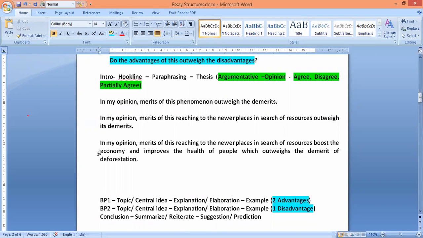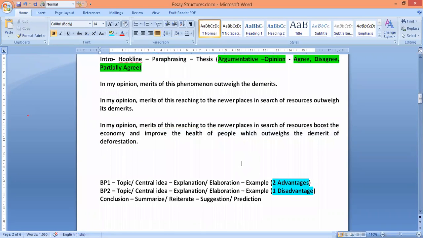Now you are saying that it boosts the economy and improves the health of people. So we get two advantages, economy and health, and the demerit is deforestation. And we are going to talk about economy and health in body paragraph 1. In BP1 you will talk about economy and health, and what will you discuss in BP2? Deforestation. Exactly.